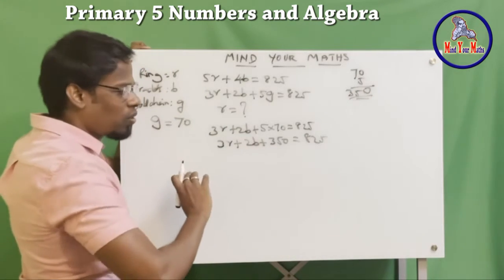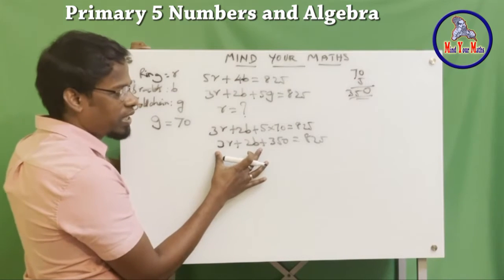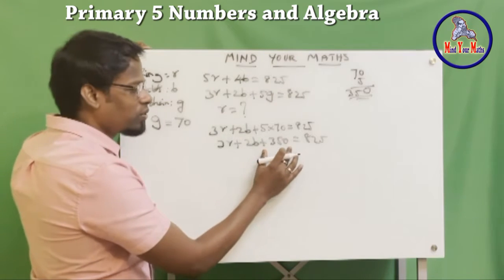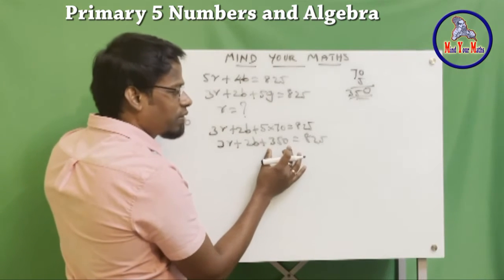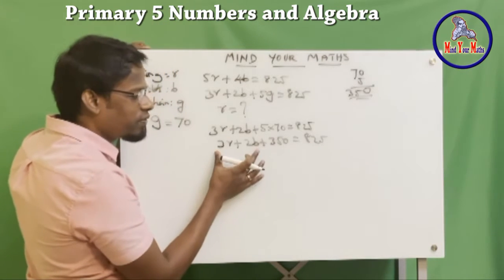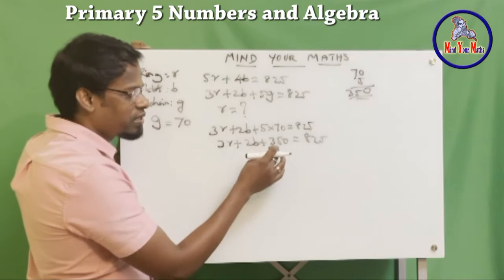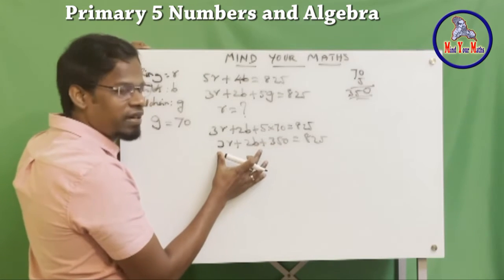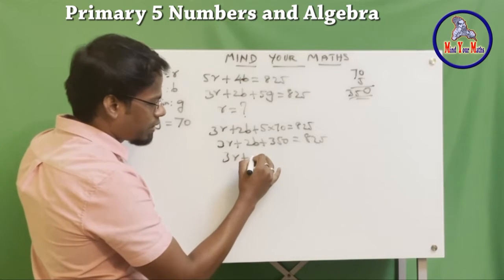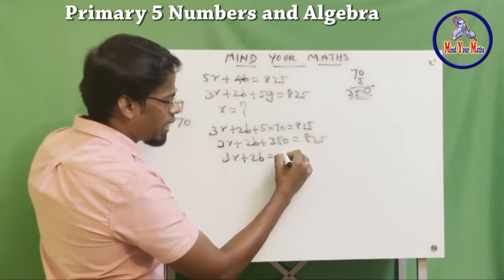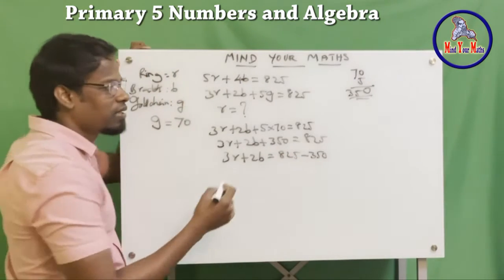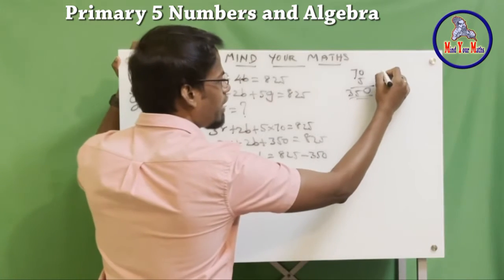Now we need to know the price of these two, because this is only a number, right? We know the value of gold already. So if you subtract this number from this 825, you will find the price of these two, right? Because if you remove this one, then the remaining price will be of these two only. So 3R plus 2B is equal to 825 minus 350, right? Now let's subtract it.